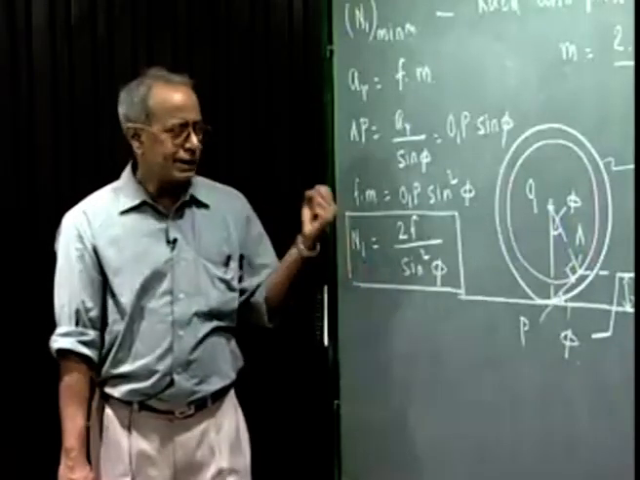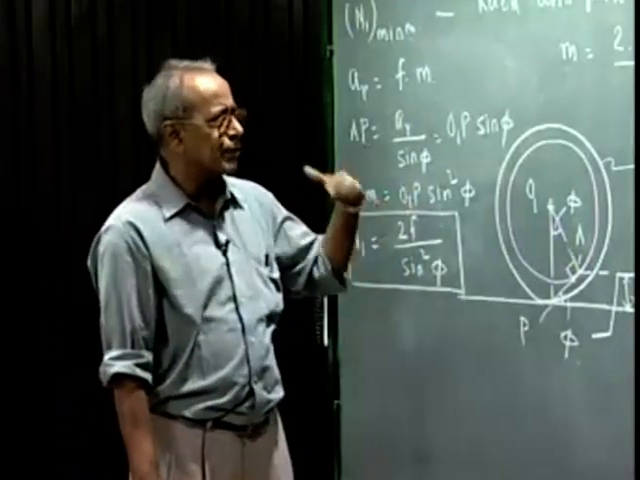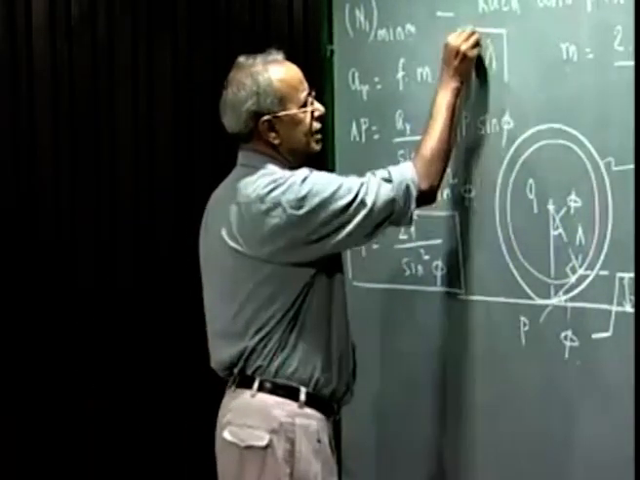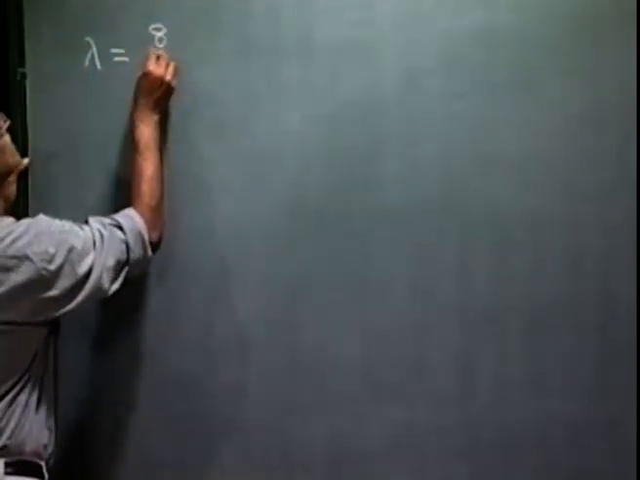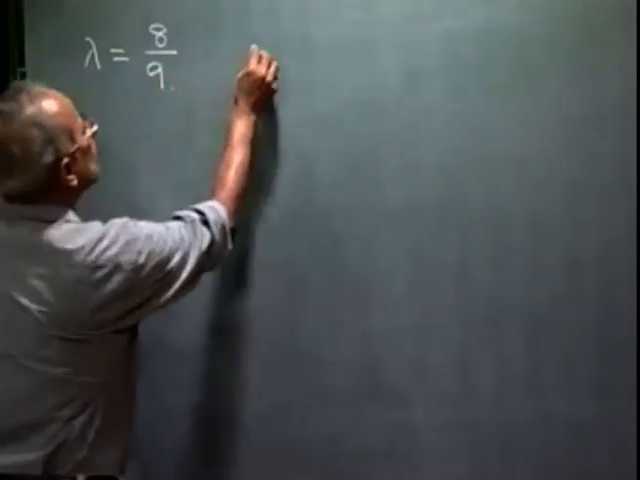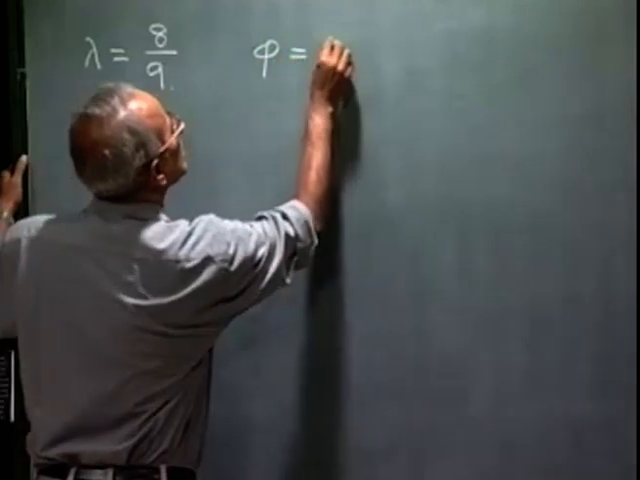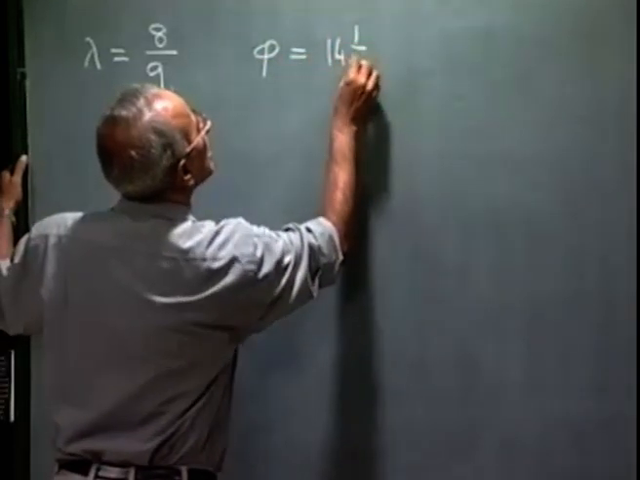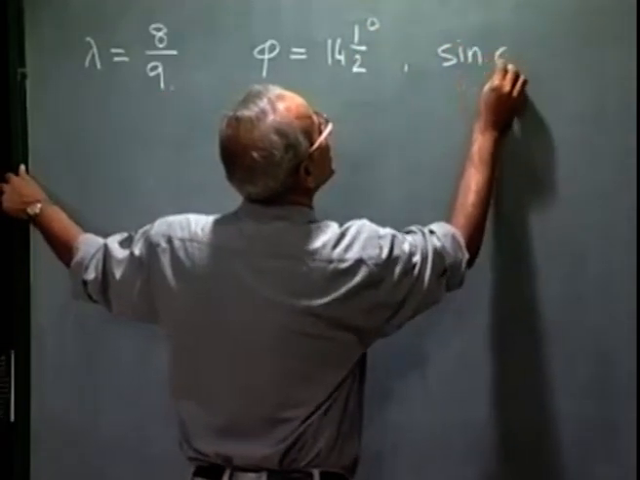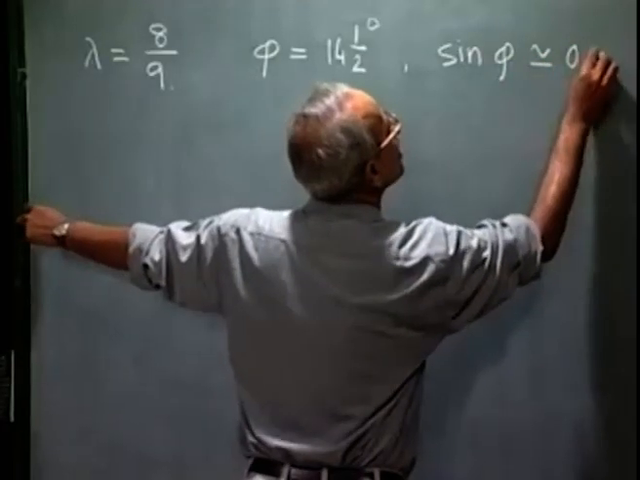How do we determine the minimum number of teeth or the number of teeth that must be used to transmit a particular given angular velocity ratio lambda? Let me now solve an example for a pair of involute gears to transmit an angular velocity ratio lambda as 8 by 9. Lambda is given to be 8 by 9, and the operating pressure angle phi, just as an example, let me take 14.5 degrees, which means sin phi will be 0.25.